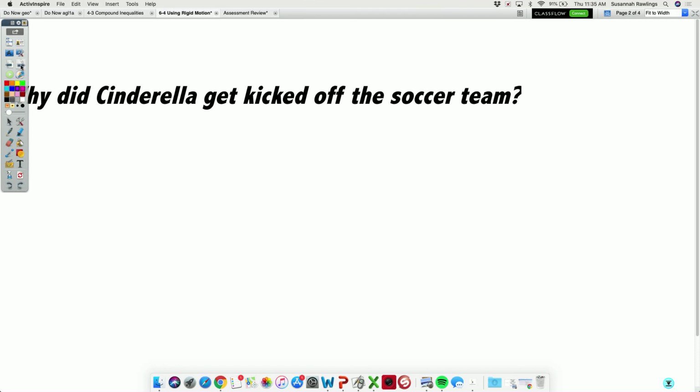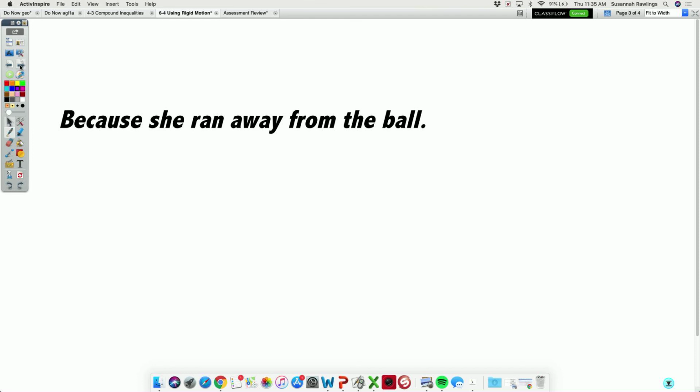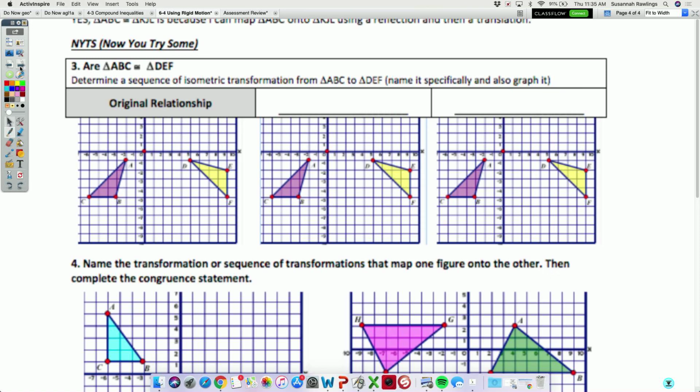So if you flip to the back, oh sorry, here's Mr. Bird's joke for today. Why did Cinderella pick up the soccer team? Because she ran from the ball. Whoa, how'd you know that? Have you heard that before? No, she gave me the word ball and I was like, oh. Anyway, good job. I thought that was a good one.